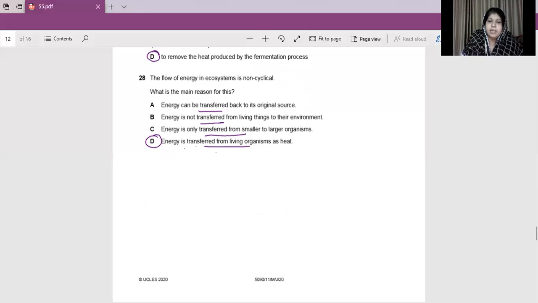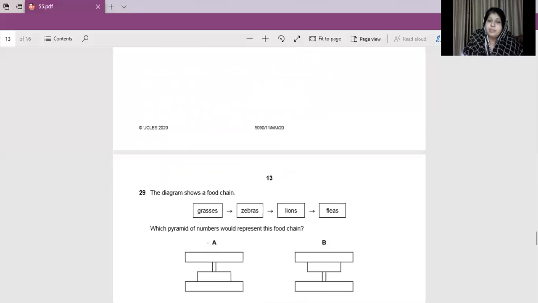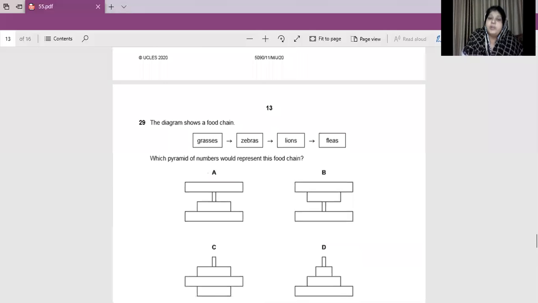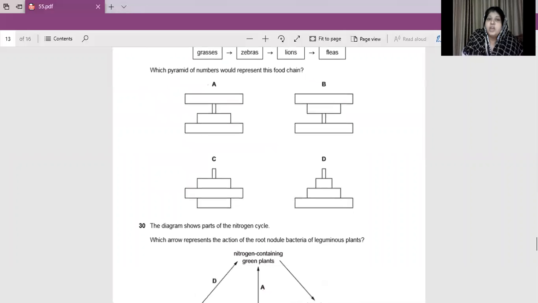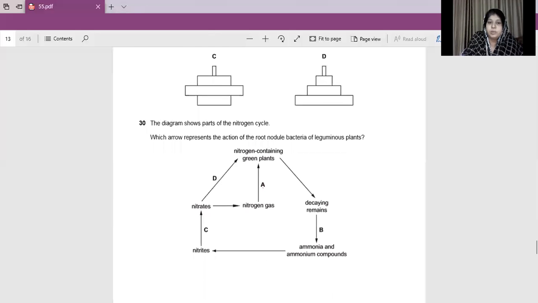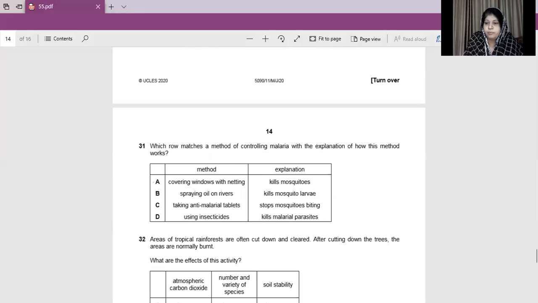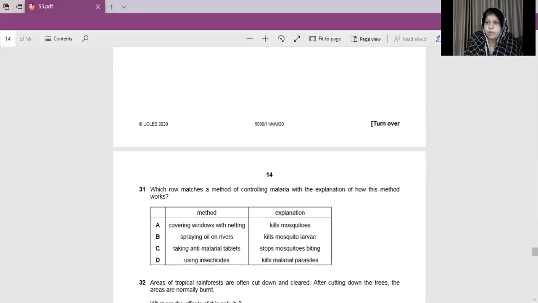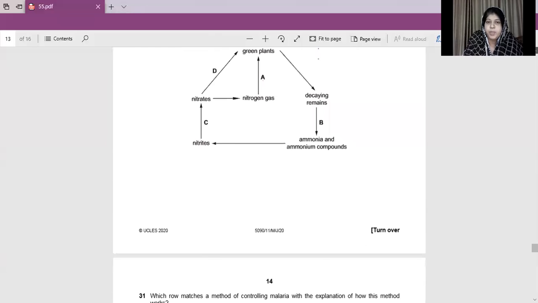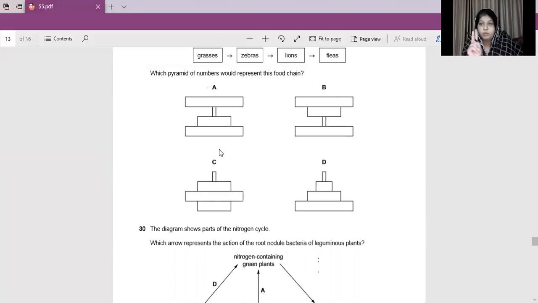Next, the diagram shows a food chain: grasses, zebras, lions, fleas. Which pyramid of numbers would represent the food chain? For this purpose, we have to know that we have two types of pyramid. One is pyramid by mass, the other is pyramid by number.